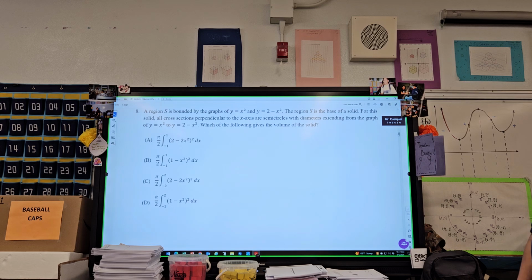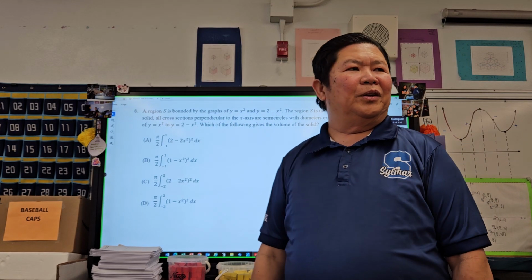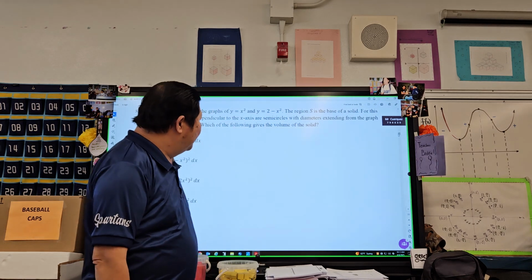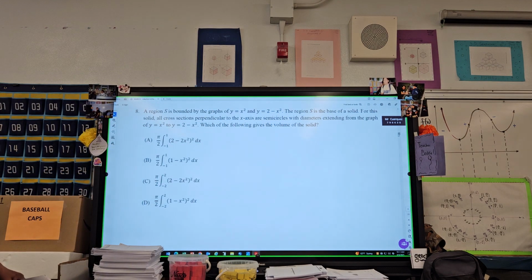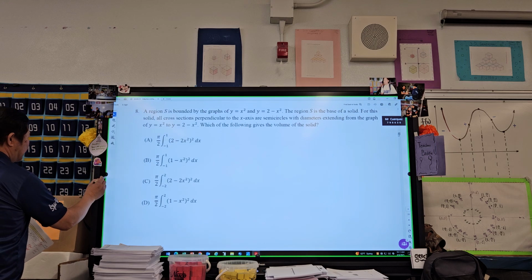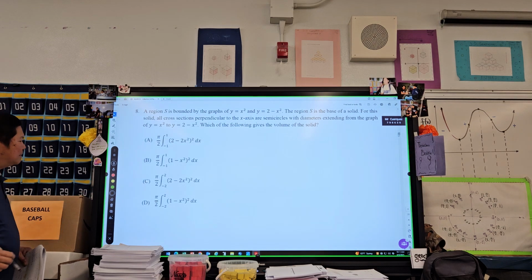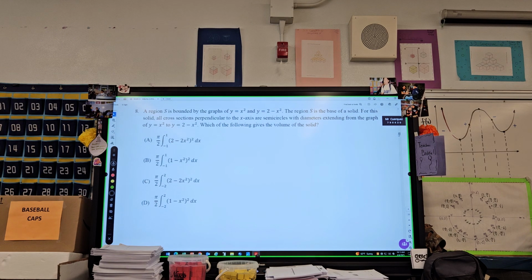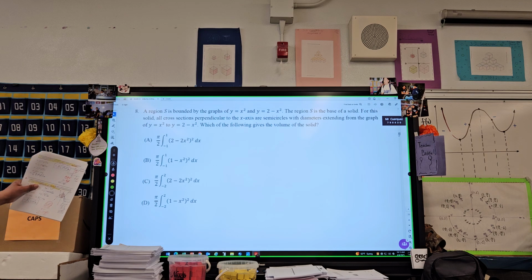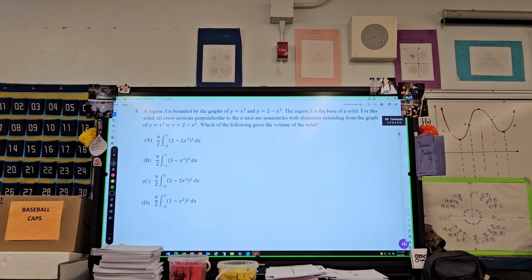Okay, number 8. Let's hear from Braden. Can you read the problem for me? A region that is bounded by the graphs of y equals x squared and y equals 2 minus x squared. The region S is the base of a solid, where all cross sections perpendicular to the x-axis are semicircles. The diameters extend from the graph of y equals x squared to y equals 2 minus x squared. Which of the following gives the volume of the solid?